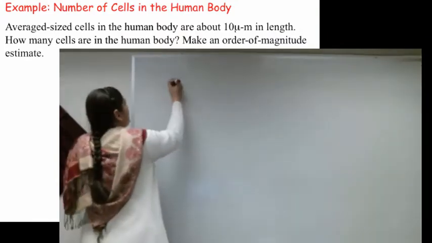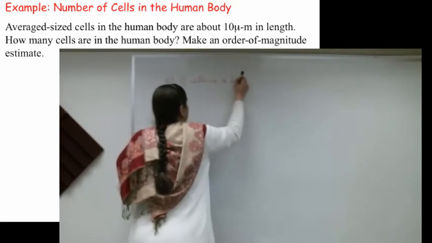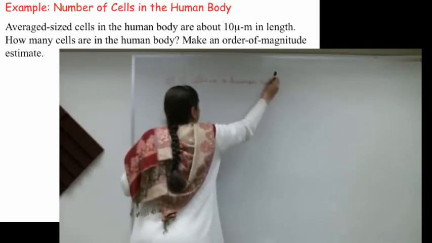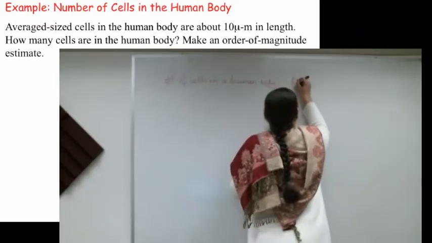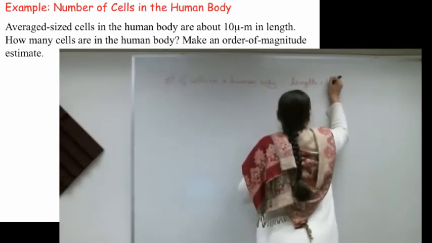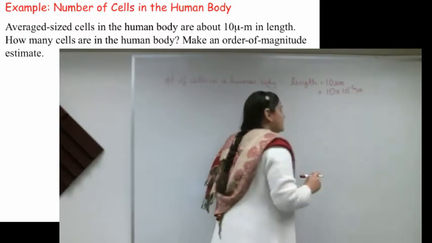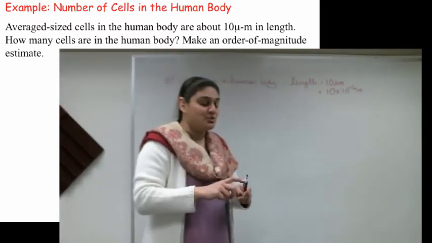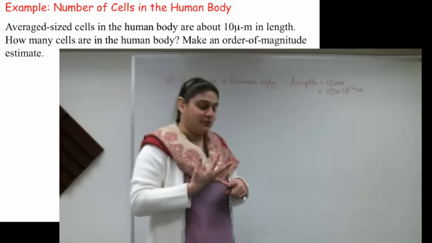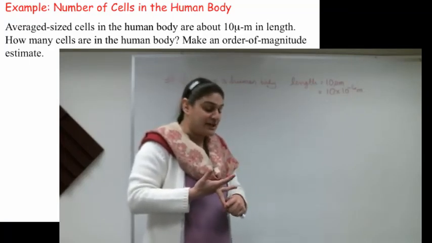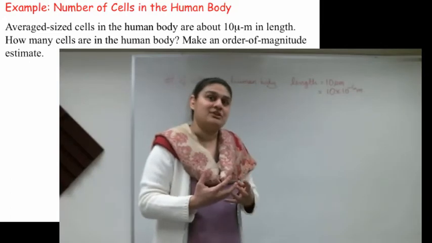So first of all, we are required to find the number of cells in a human body. And it says that the length of each cell is about 10 micrometers, which we know is about 10 to the minus 6 meters. Okay, even though this is a very daunting task, we can subdivide this problem into 3 parts. First, we can estimate the volume of a human, then we can estimate the volume of an average cell, and then we can estimate the number of cells, which makes our problem a little bit less daunting to handle.